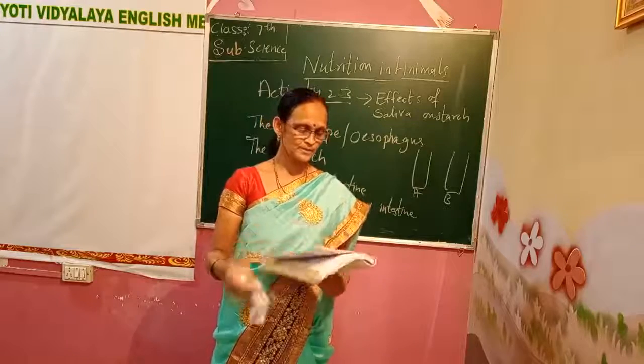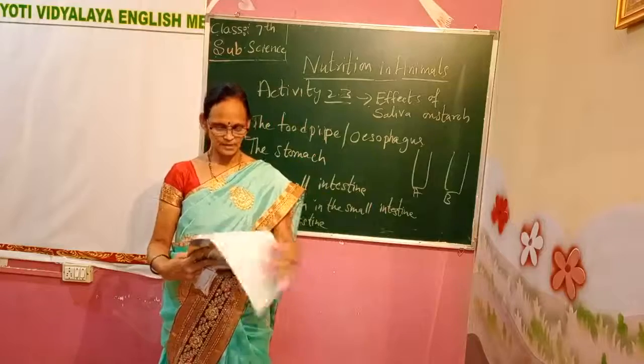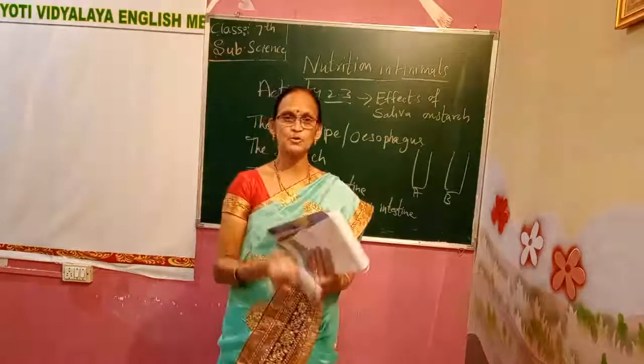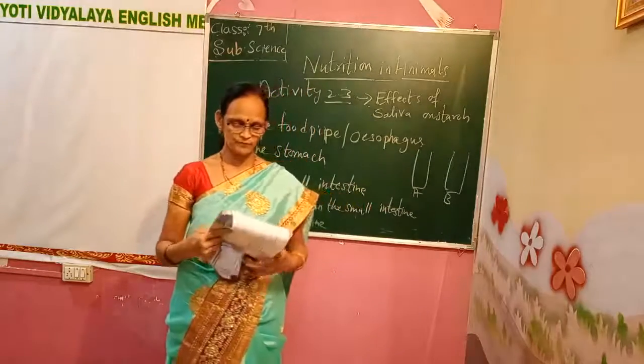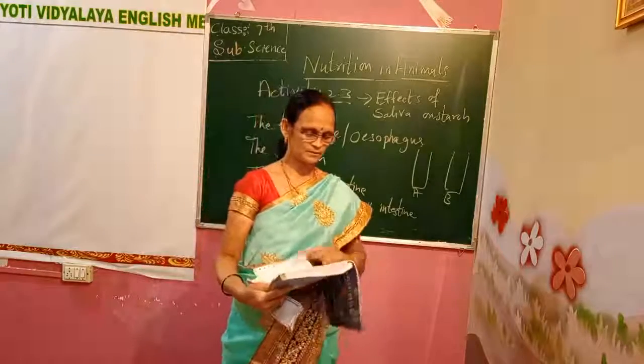How long is it? Our small intestine is about 7.5 millimeters... sorry, 7.5 meters long.